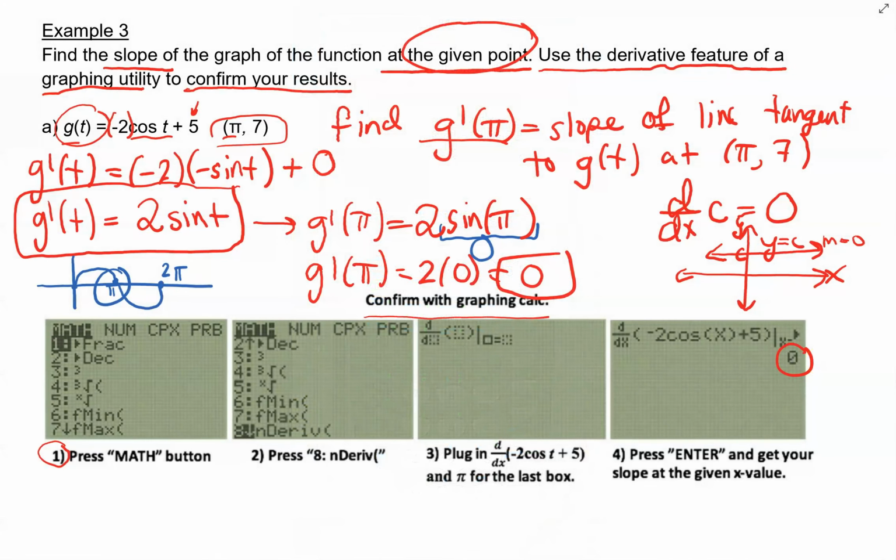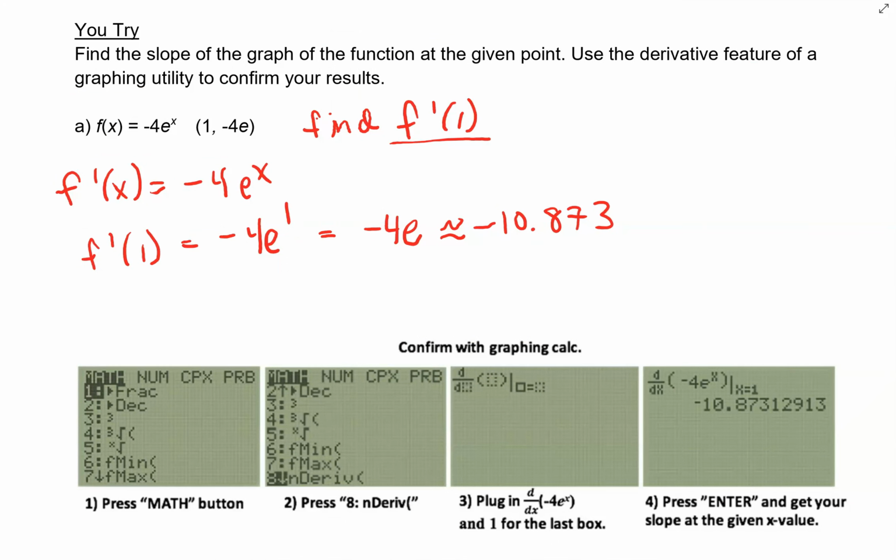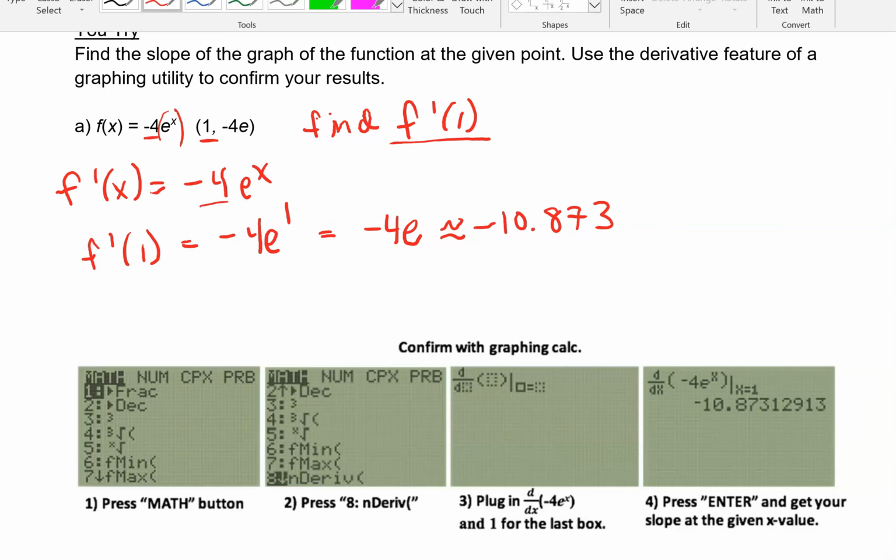How about you try one? Okay, so when we find the slope of the graph of the function in this example at 1, we wanted to find f prime of 1, so we had to start with f prime of x first. So f prime of x would just be the constant of negative 4 times e to the x, times the derivative of e to the x, which is e to the x. So actually f prime equals f in this case. So then the derivative of f at 1 would equal negative 4 times e to the first power, which equals negative 4e.